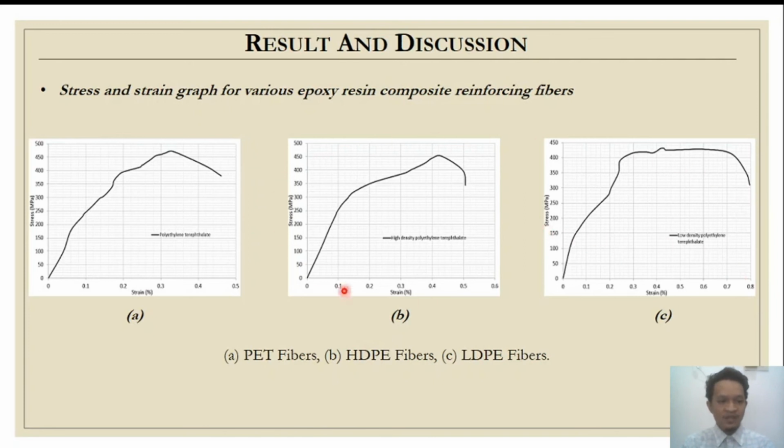Based on the explanation of the three tensile test graphs, it can be concluded that the composite material that had the greatest tensile strength was the PET composite and the lowest was LDPE.